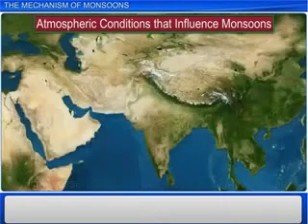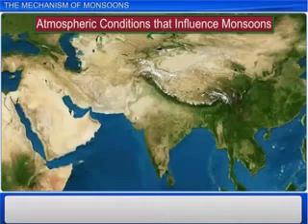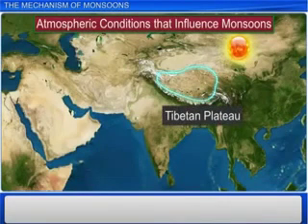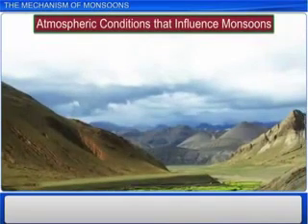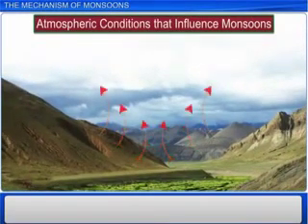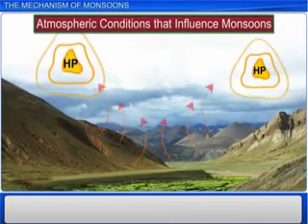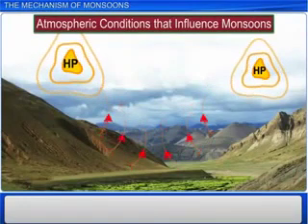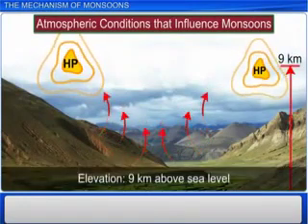The fourth condition develops during the summer. The Tibetan Plateau gets intensely heated, resulting in strong vertical air currents and high pressure over the plateau, about 9 km above sea level.